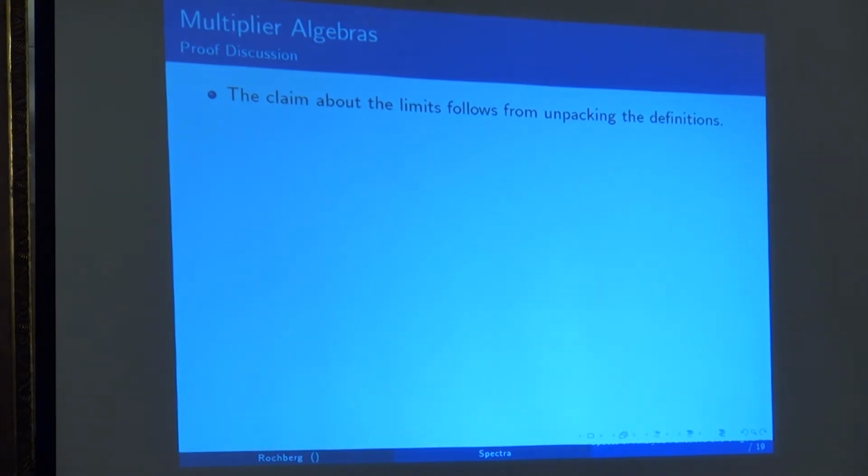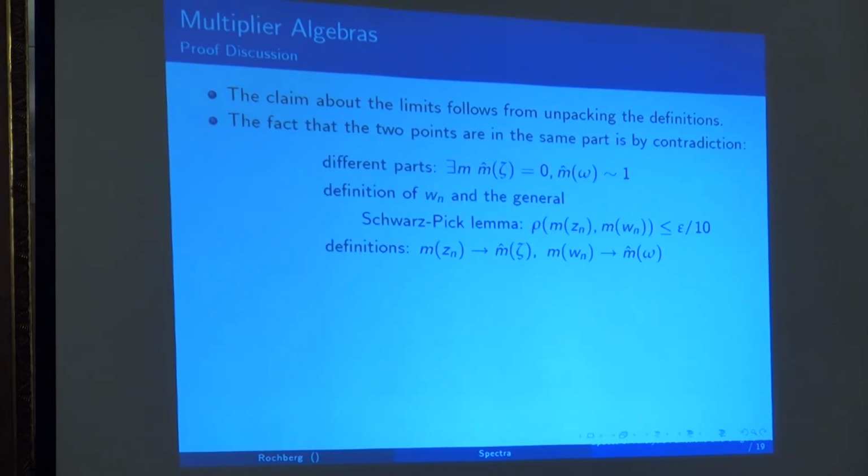Let's see, we want to prove these things. The claim about limits follows from the definitions. So I want to see they're in the same part. And I do it by contradiction.